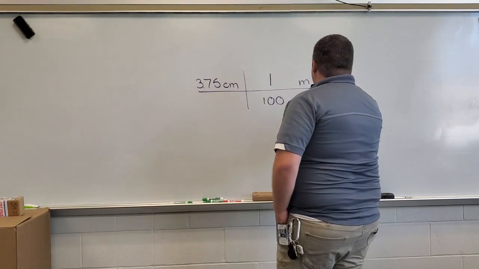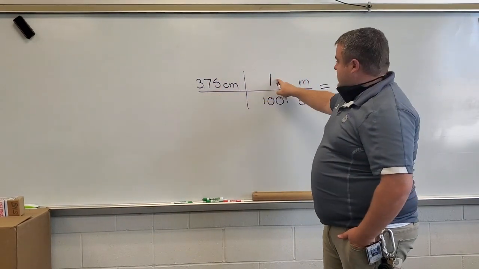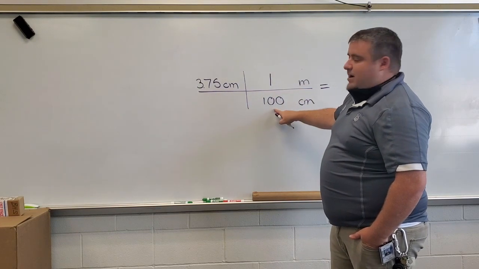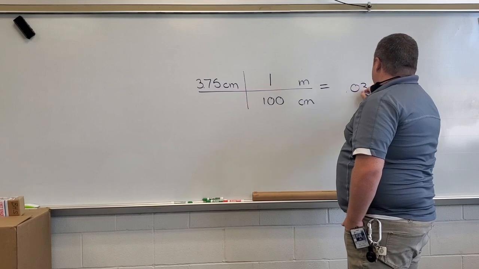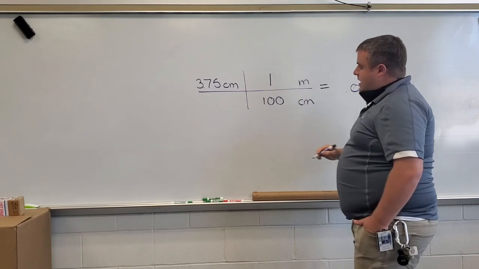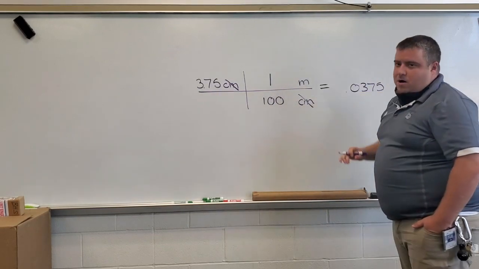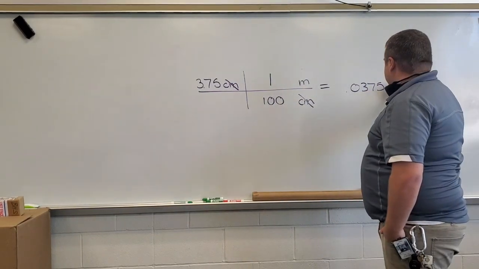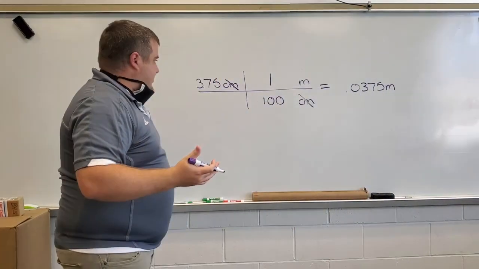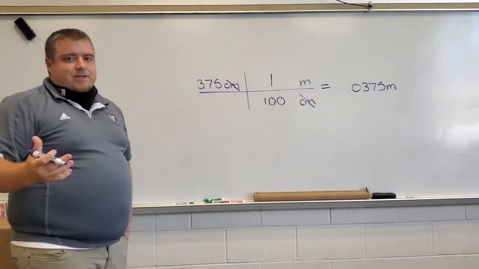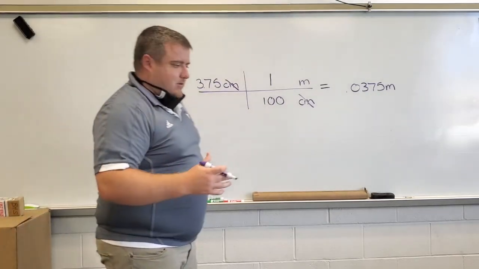So I'm going to go ahead and take 3.75 times 1 divided by 100. I know that that gives me 0.0375. My centimeters are going to cancel out. All I'm left with are meters. And my conversion is complete. Relatively simple. Not a whole lot going on in this particular example.